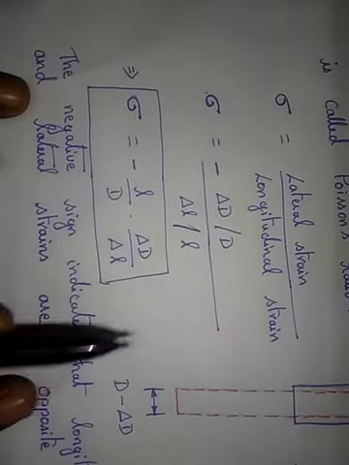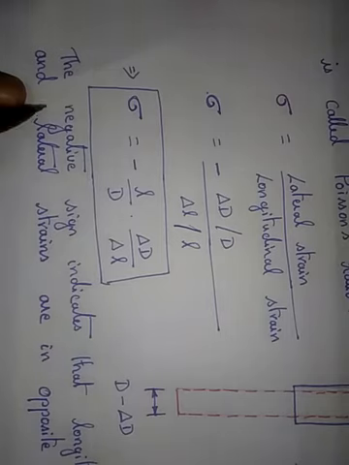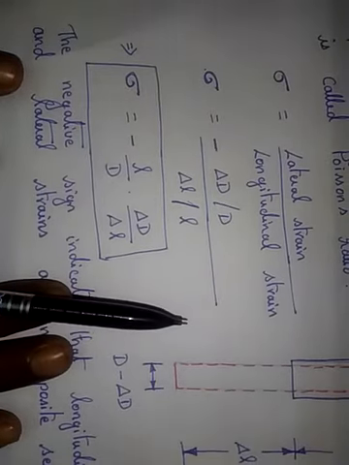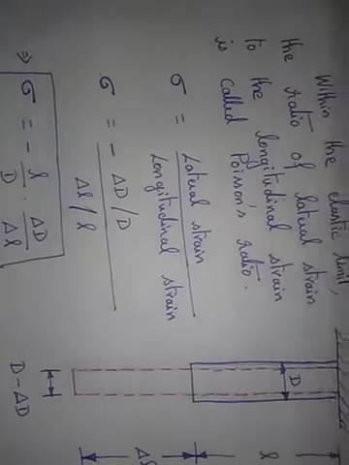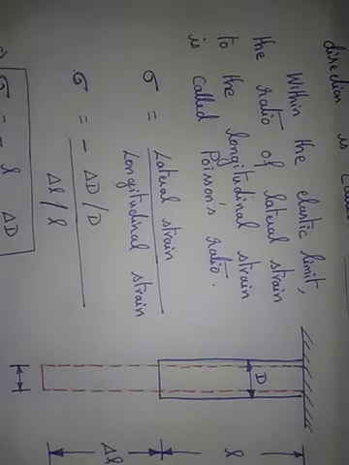Now if we ask the significance of why we put minus, the negative sign indicates that longitudinal and lateral strains are in opposite sense. Okay, opposite sense. Now we will see the explanation.